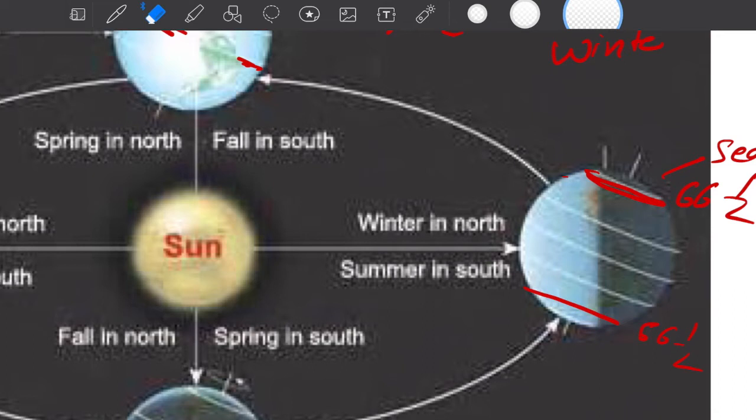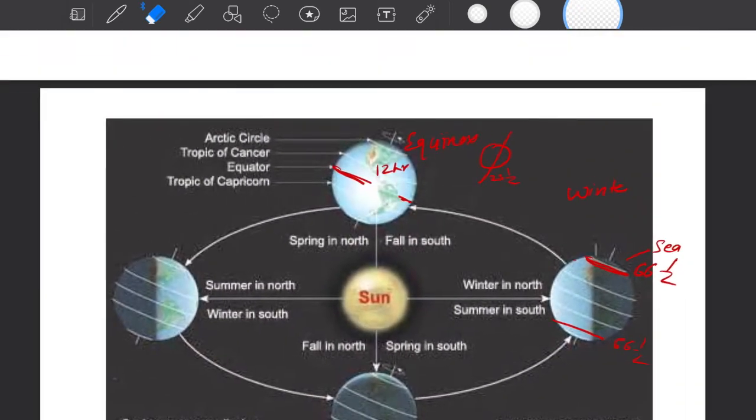Now remember, it's not the distance which changes the season, it's the tilt which changes the season. Now the closest point, this is 21st of June, right? Somewhere here we have January, and on 3rd of January the sun is closest to the earth, and somewhere here it is the farthest point. So this is called aphelion and this is called perihelion. On 3rd July it is at aphelion position and this is your perihelion position.